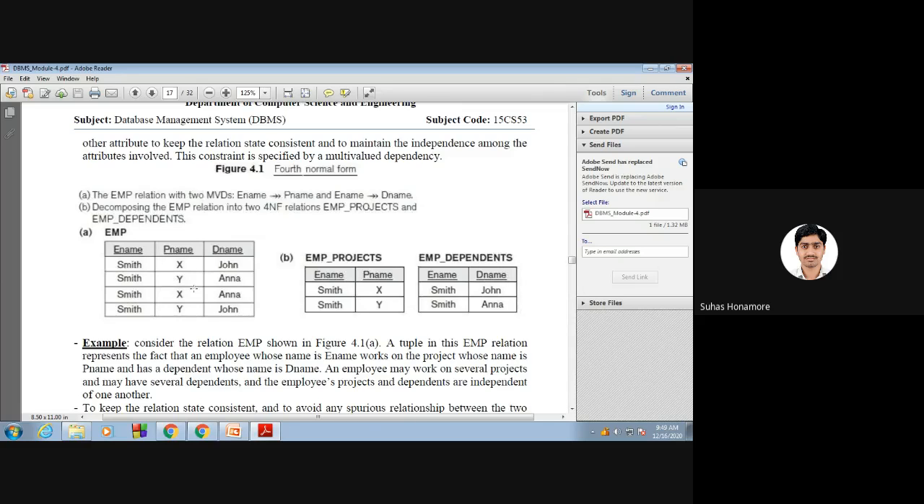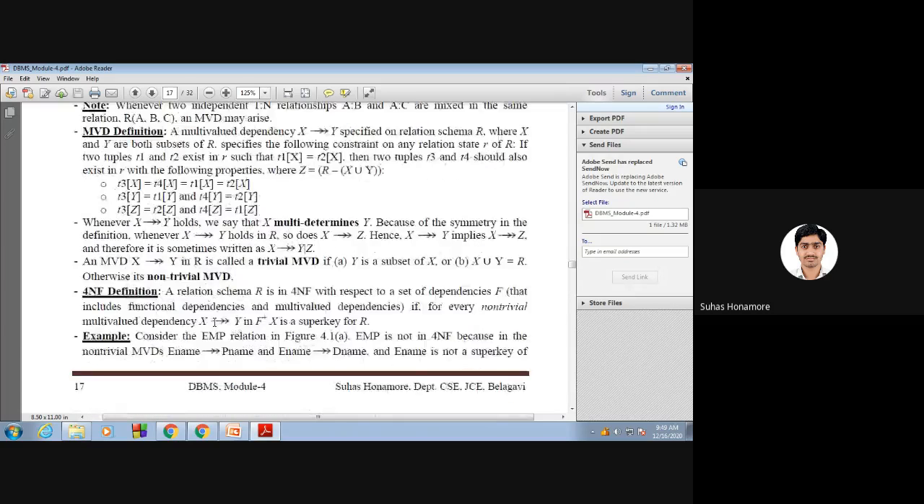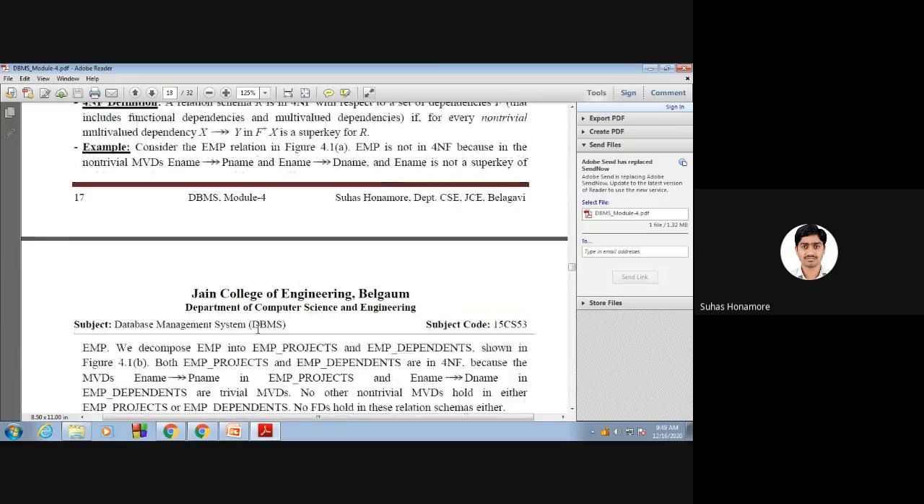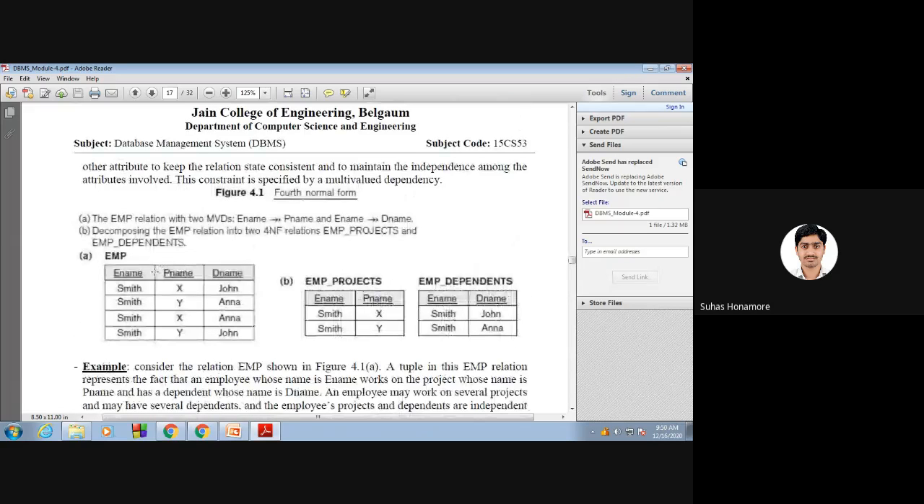So what we have to do is decomposition again. How we decompose is that we divide the table, keeping the multivalue dependencies in different tables. Here I kept employee name and P name in one table, and employee name and D name in another table. The two attributes of each dependency go together in one table, and in both tables we underline both attributes, since both together form the primary key.